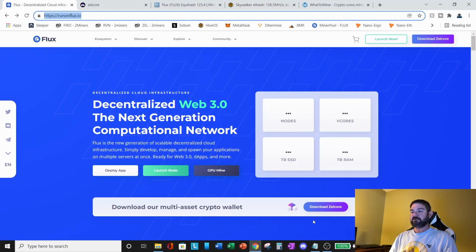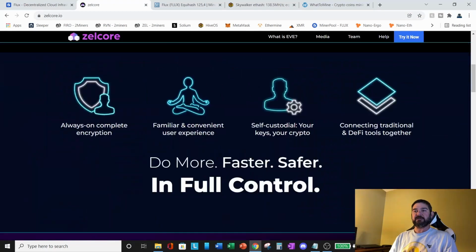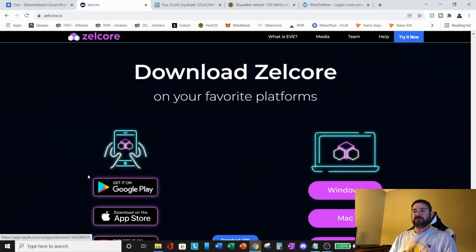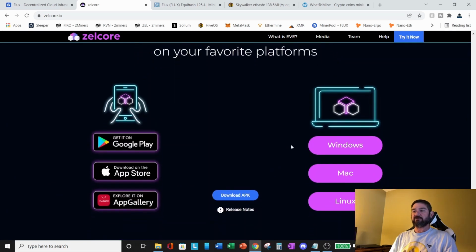So the first thing we're going to need to do is get a wallet set up. We're going to be using a Zelcore wallet, so we're going to jump to the Zelcore website, zelcore.io. If we click on try it now, it takes us down to the option to download a Zelcore wallet, either on Windows, Mac, or Linux. I already have a Zelcore wallet set up, so I'm not going to walk through it step by step. But go ahead and get your wallet set up.